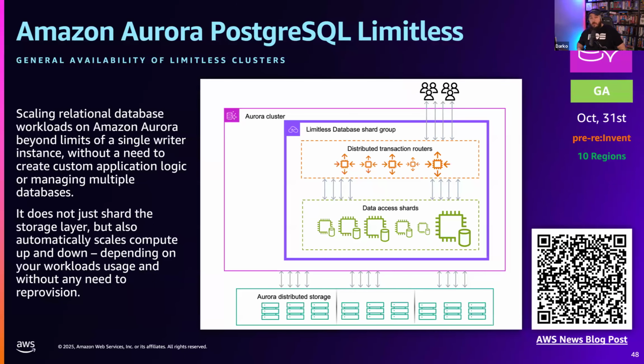Amazon Aurora PostgreSQL Limitless. Basically, it allows you to scale your Amazon Aurora beyond the limits of a single writer instance, right? So in the past, there had to be some custom application logic to be able to manage multiple databases for you to scale out in such a way. Now, with this new feature, it's currently available, it will automatically do some stuff like sharding. There's shards and there's reference databases, shard tables, reference tables. It's all part of this whole thing.